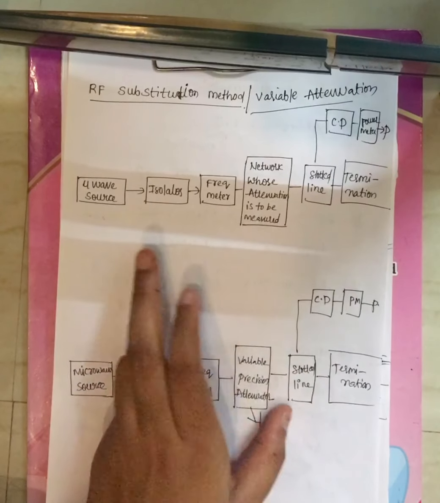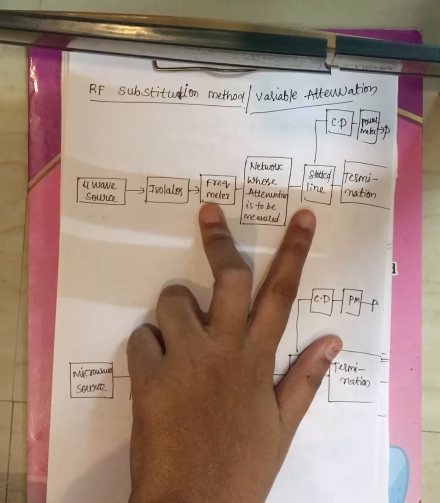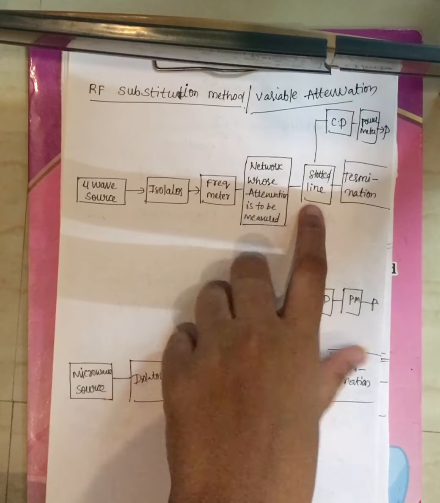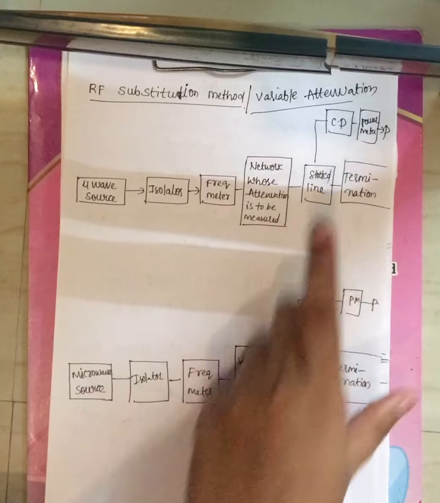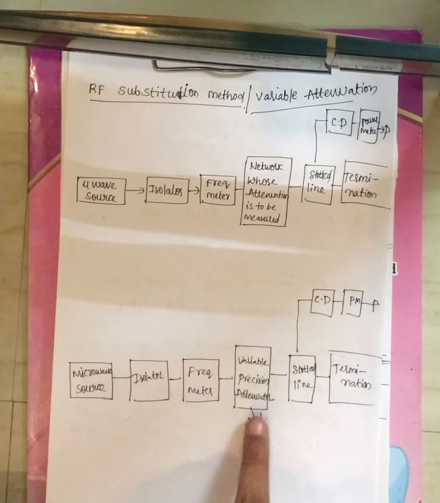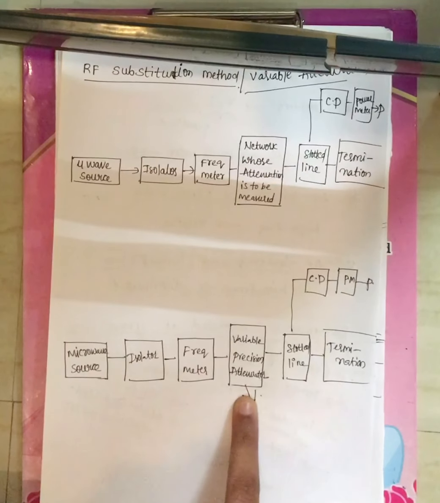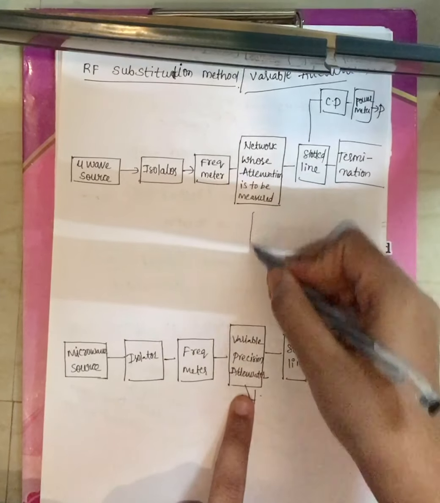Now the network whose attenuation is to be measured is placed between the frequency meter and the slotted line. Here you will get some power P. And coming to setup 2, this network whose attenuation is to be measured is replaced by a variable precision attenuator, and the same thing, only these two are varied.